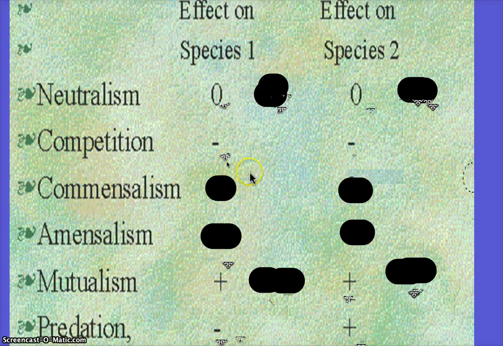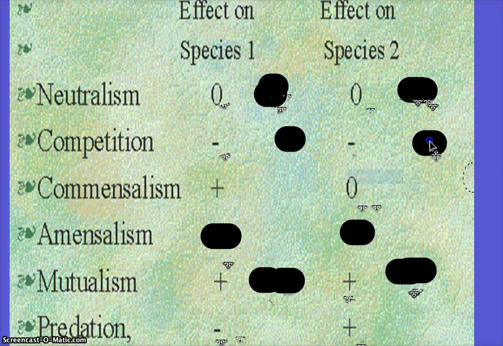Commensalism. What's the definition of commensalism? One organism benefits and the other one is indifferent. 0. Good job.